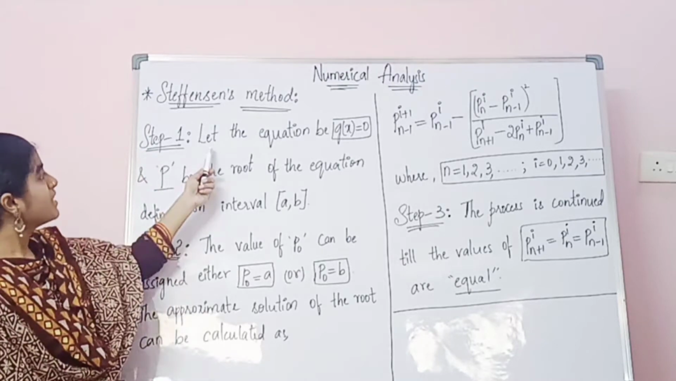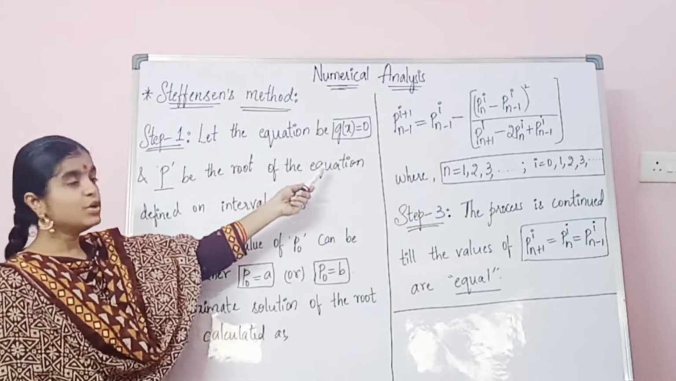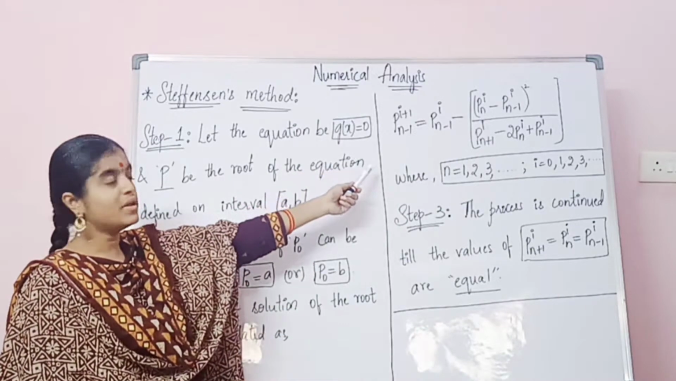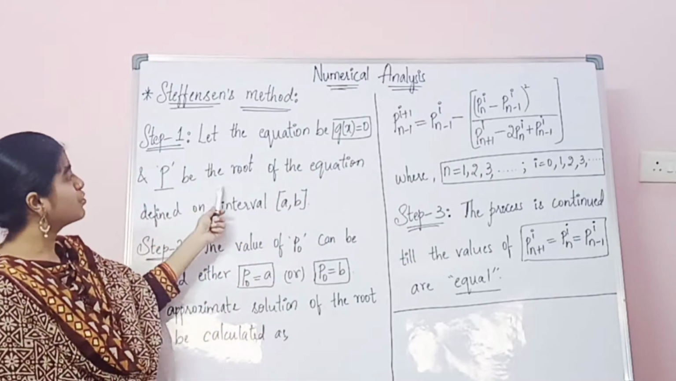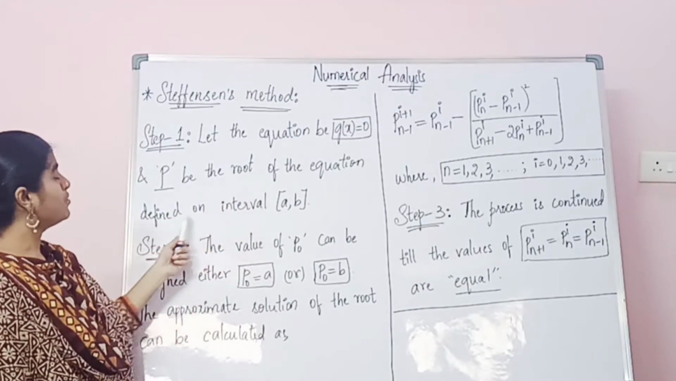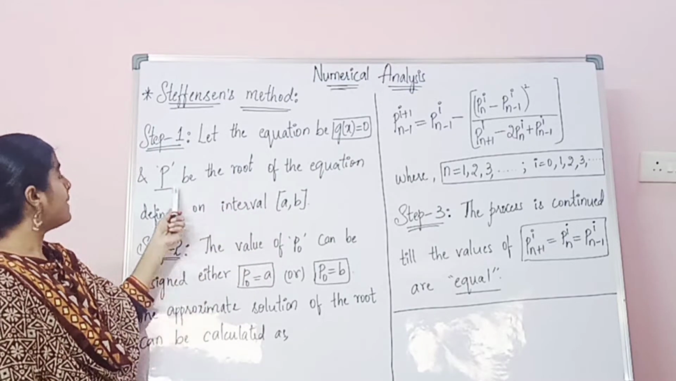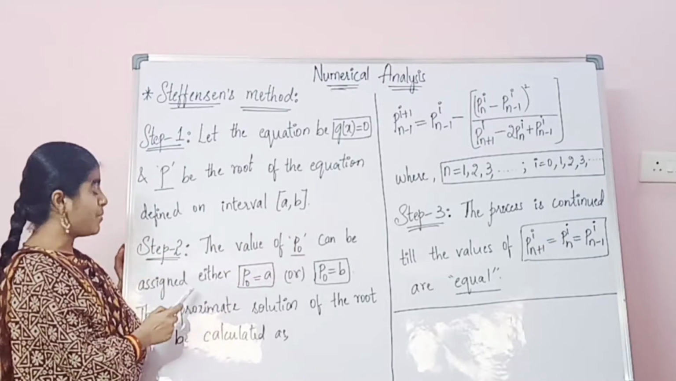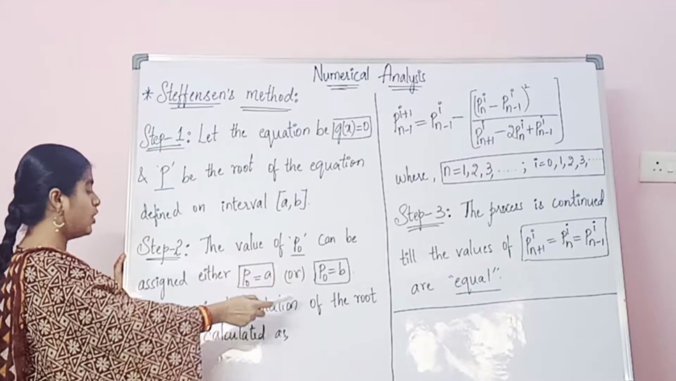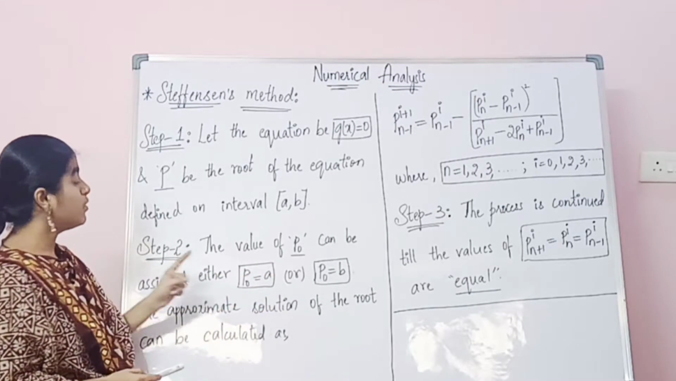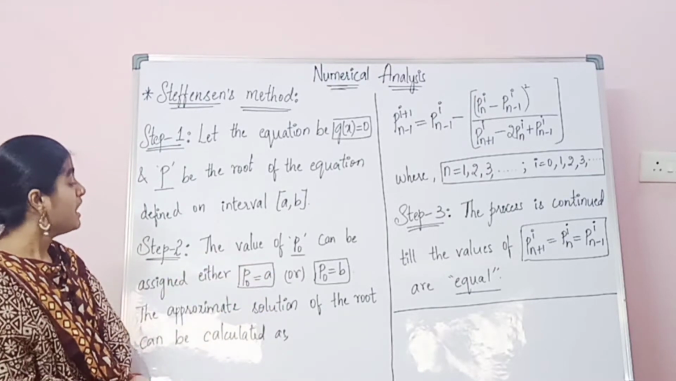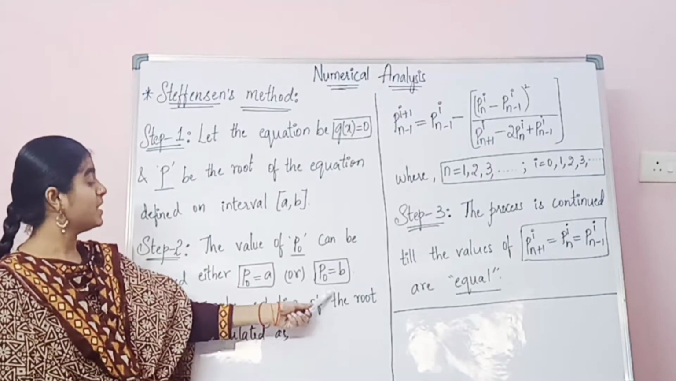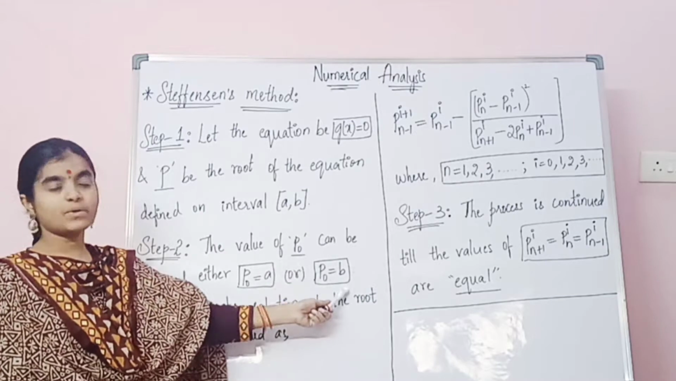First step: let the equation be g(x) = 0, and p be the root of the equation, defined on the interval [a, b]. Next, coming to the second step, the value of p0 can be assigned either p0 = a or p0 = b.